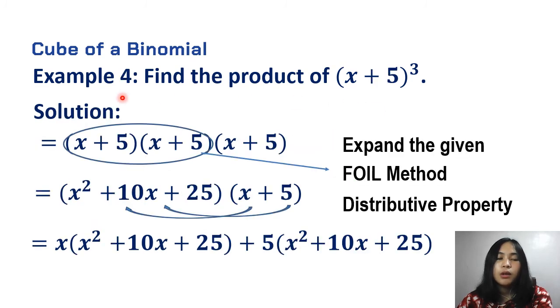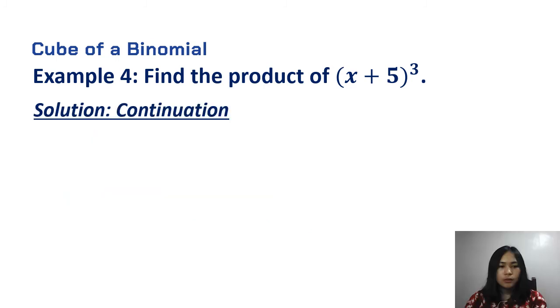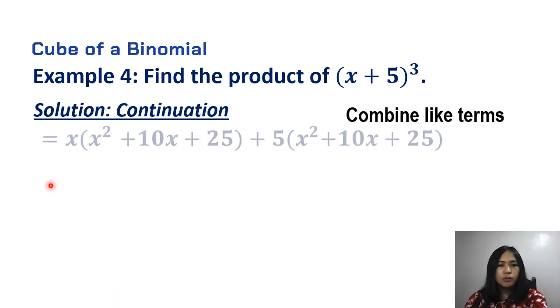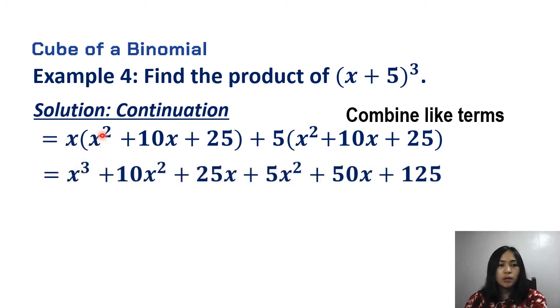Now, another example. Find the product of x plus 5 cubed. Same process of expanding the given. Use the FOIL method, it becomes x squared plus 10x plus 25, copy x plus 5. Now, using the distributive property, we have to distribute. So, x times x squared, we have x cubed. X times 10x, we have 10x squared. X times 25, we have 25x.